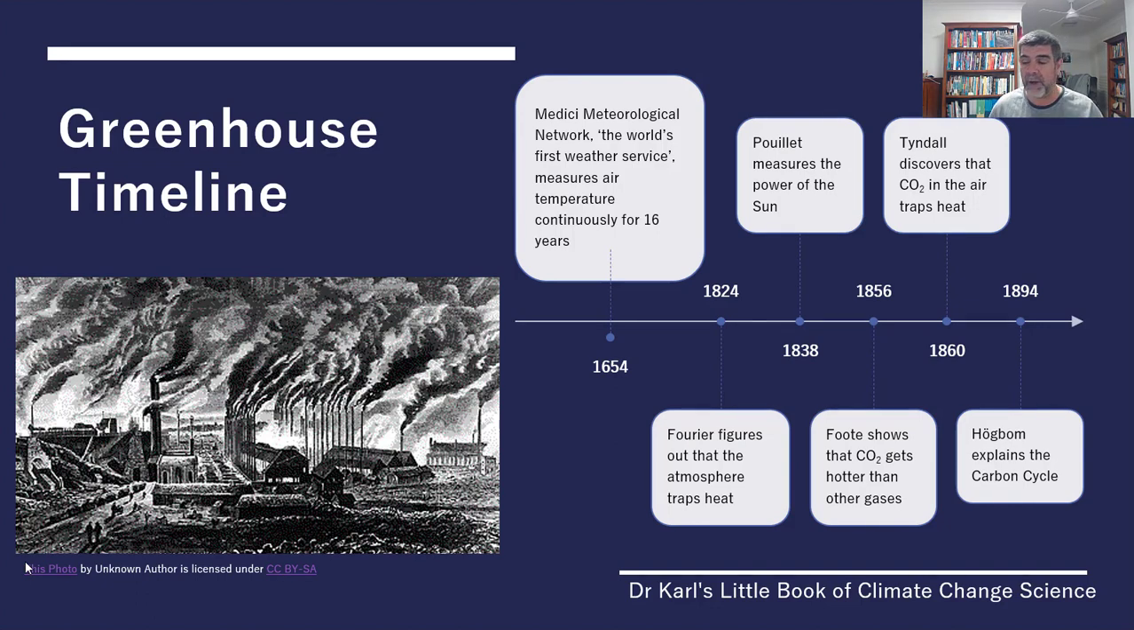What I will say though is that we have to talk about what impact the Industrial Revolution has had on the climate. And so that means we've got to go back a fair way, and we can. So the Medici Meteorological Network were actually the first weather service. They were measuring air temperature continuously for 16 years. And this meant we had a little bit of data right back in the 17th century.